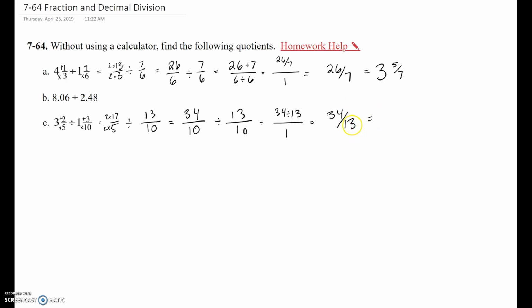How many 13s are there in 34? Well, 2 13s. 2 13s is 26. And 26 with 8 left over, 8/13.